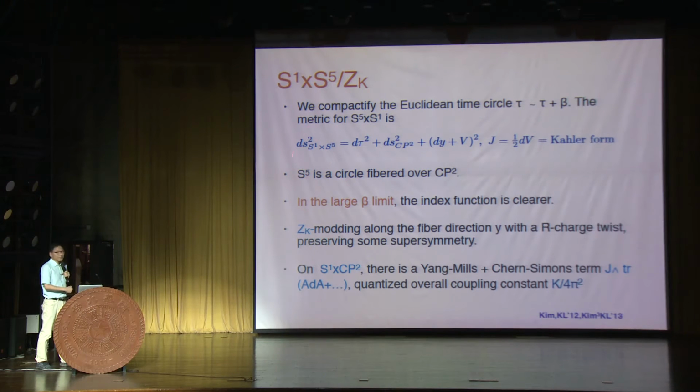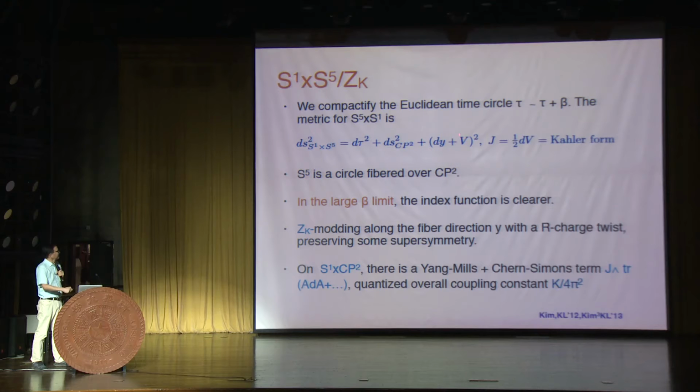So one way of doing the calculation from a field theoretic perspective is, instead of writing down the theory on S^1 × S^5, one can write a theory on S^1 × S^5/Z_k. So, for example, if you look at the metric on S^5, it's made of CP^2 with a circle fibration over CP^2.